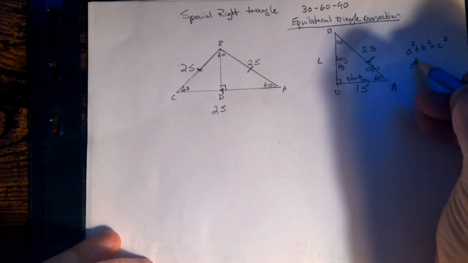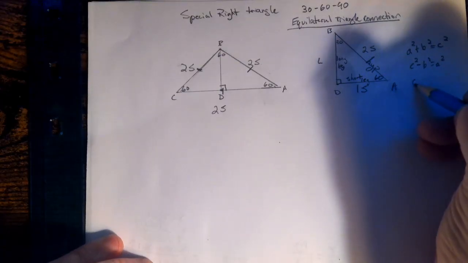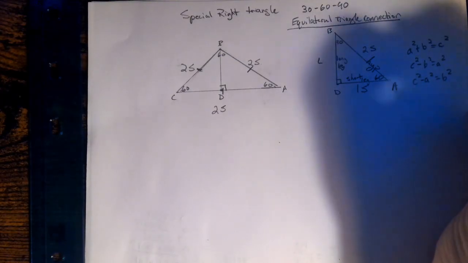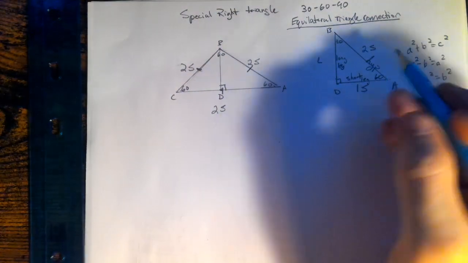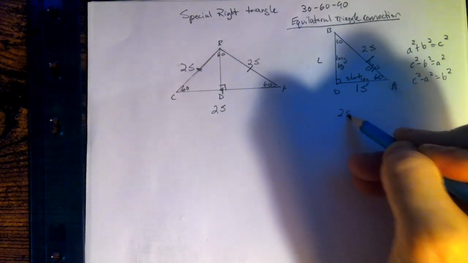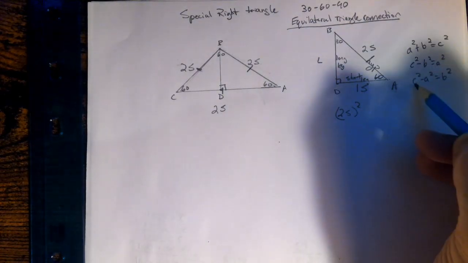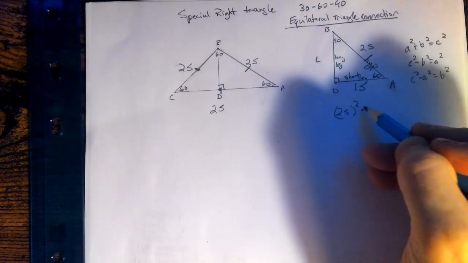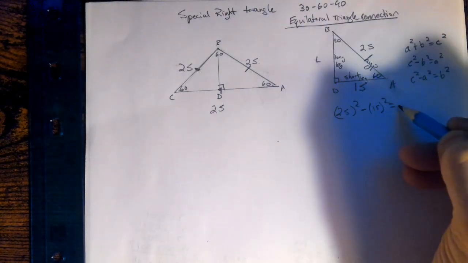Therefore, I know that c squared minus b squared would give me a squared, or c squared minus a squared would give me b squared. So if I work backwards from the hypotenuse, I can find a leg. I can take the hypotenuse, put it in parentheses, and plug it in for c, because it's the hypotenuse, and subtract a or b, which is 1s squared. That will give me the leg.